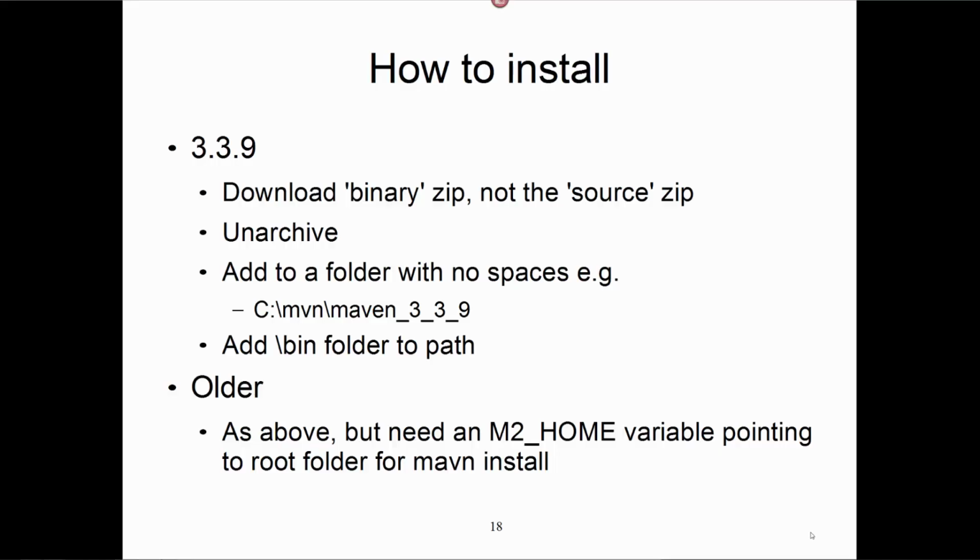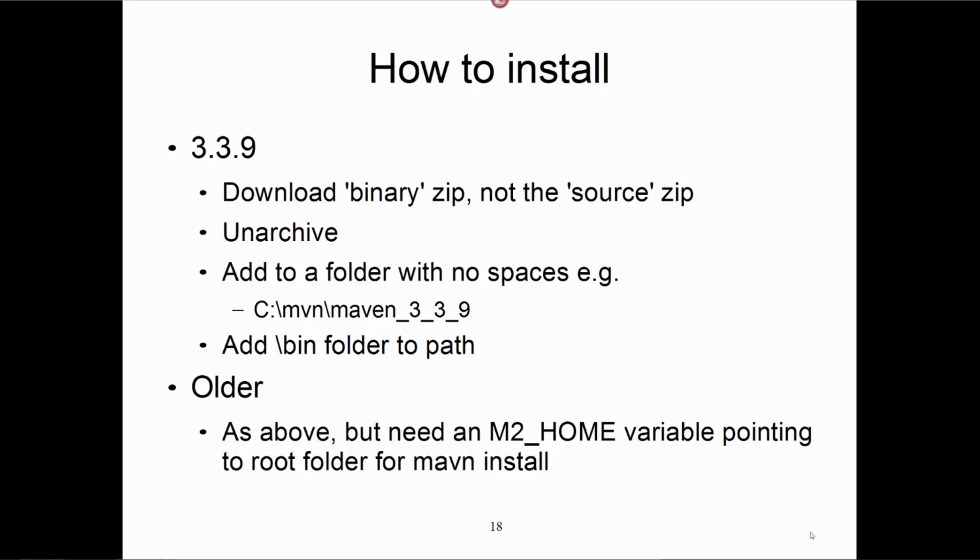All we do to install it is unarchive it and then add it to a folder on our drive. It needs to be a folder with no spaces in it, so C:/Maven/Maven version. And we add the bin folder to the path so that we can access the Maven mvn executable. And to check that it's installed, we would do mvn -v and we'd see the version of Maven that's running.